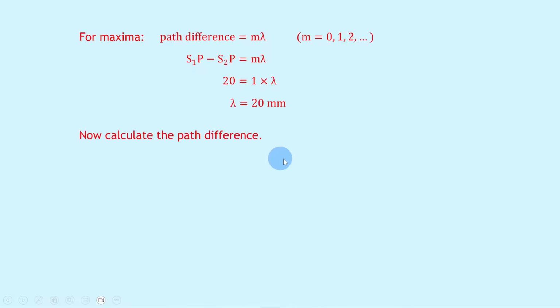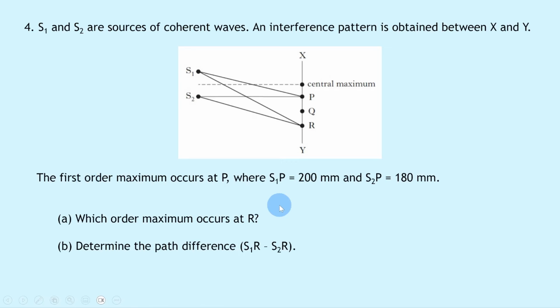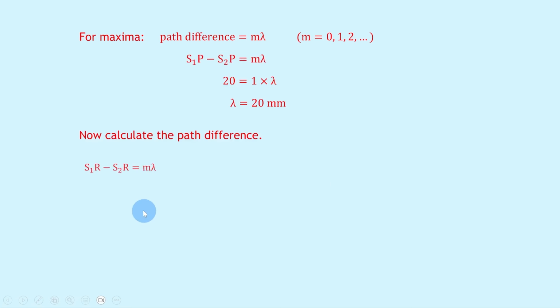And now we can calculate the path difference for R instead. So we have the S1R minus S2R, and notice how I'm starting with S1 to R because that distance will be bigger than the distance from S2 to R. So we have S1R minus S2R equals m lambda. Substituting in the numbers for m and lambda, well, we said that R is m equals 3, so that's 3 times 20, where the lambda being 20 millimeters is what we just worked out. And if you do 3 times 20 in your head or in a calculator, that should give you 60 millimeters.